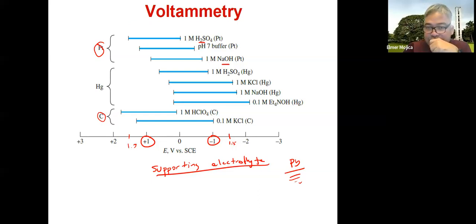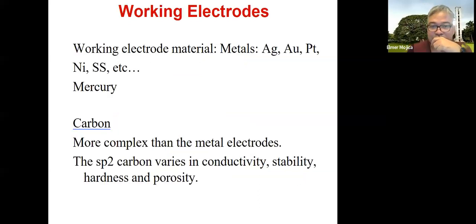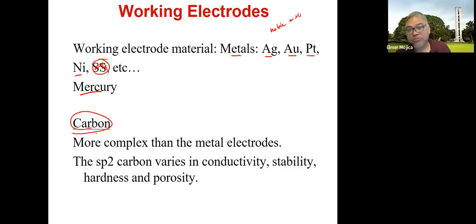Okay. And this brings us to the working electrodes. Usually the working electrodes that we have could be a metal: silver, gold, and platinum. What can you say about them? All of them are the so-called noble metals, right? In some instances, you can have nickel. And then there is mercury. Now this one is a disulfide thing, but it's not a metal. So mercury is the other one. And then in some instances, we can also have carbon.